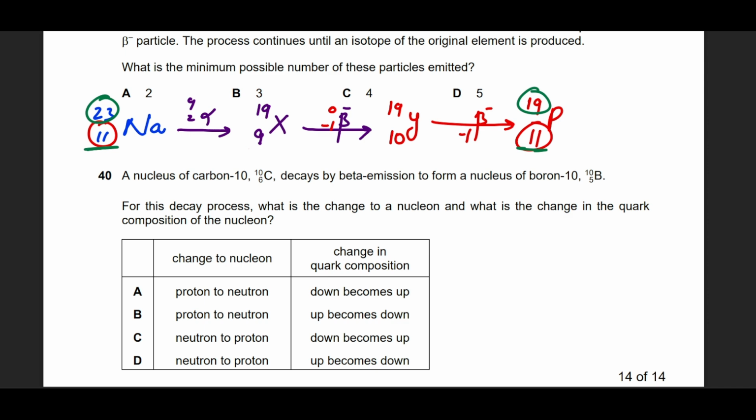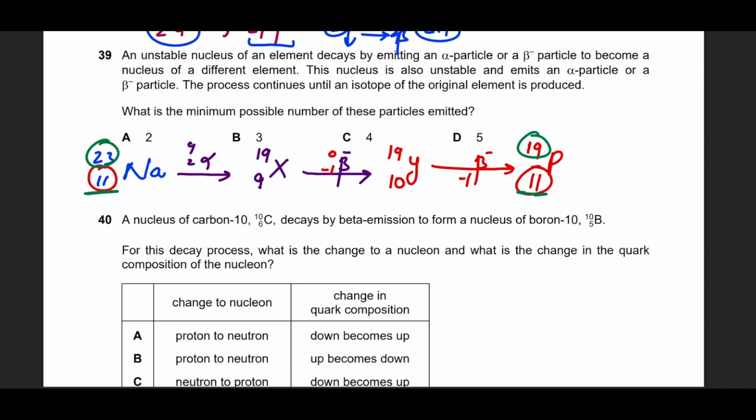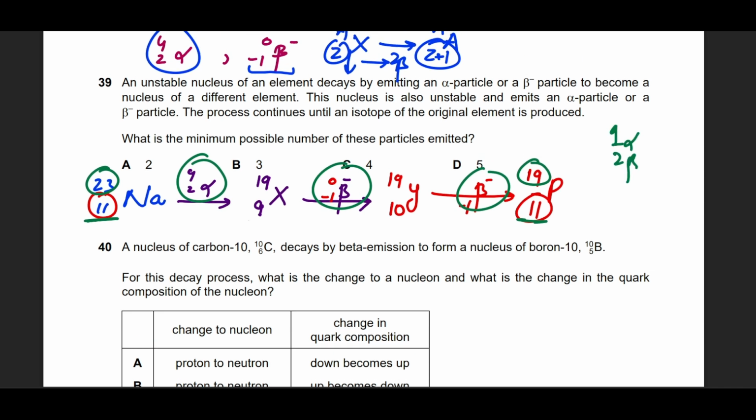So the minimum number of emissions required would be 1 alpha and 2 betas. So 1 alpha and 2 betas were required to do the job. So 3 emissions or 3 particles were required. So this is going to be option B.